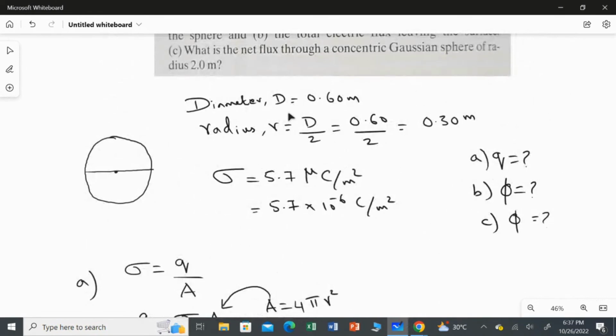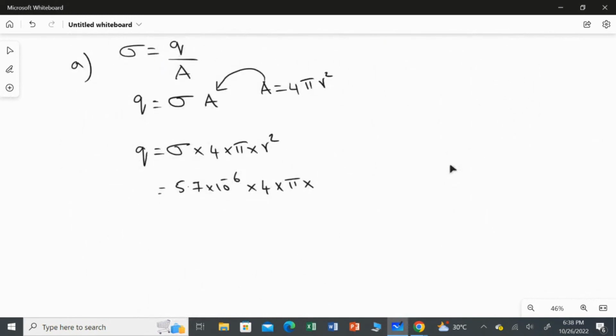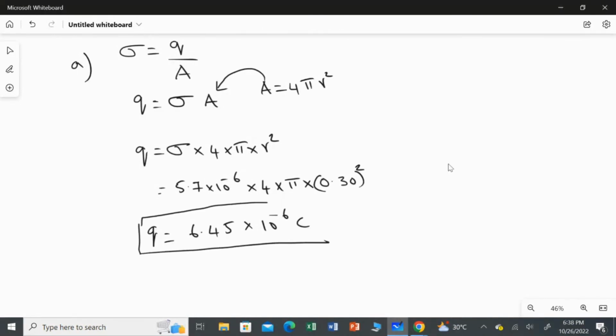What is the radius of the sphere? Because the diameter is given, from the diameter we can easily find the radius. So the radius is 0.30. Am I right? Therefore 0.30 the whole square. Now I'm going to find the value of the charge. So take your calculator. 5.7 times 10 to the power of -6 multiplied by 4 multiplied by pi multiplied by 0.3 square. The answer I got is 6.45 multiplied by 10 to the power of -6, and the unit for the charge is coulomb. So this is the answer for the first part.